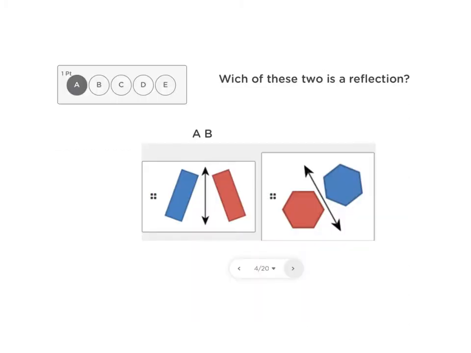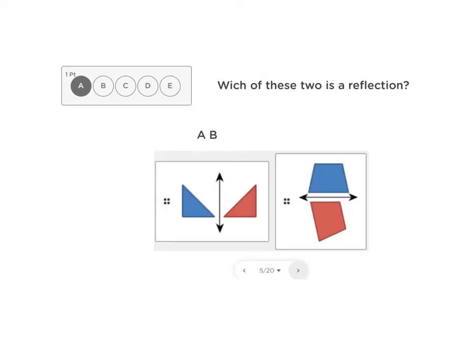Question number 4, which of these is a reflection? This one here is a reflection over the y-axis, and you can see the closest point is still the closest point after the reflection, and the furthest point away is still the furthest point away from the axis. You can tell that this one is not a reflection because this part that was flat would have to be flat on the other shape, so the correct answer is A.